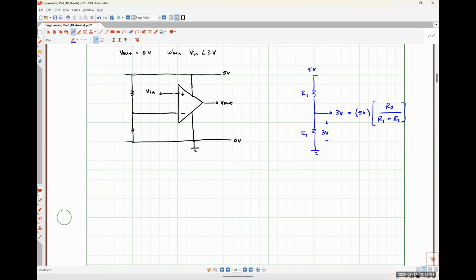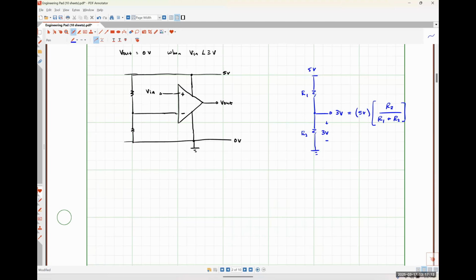So realistically, we need to choose our resistor values in a practical sense to be much smaller than the internal input resistance of the op amp, so that we ensure that practically no current will flow into that input terminal and mess up our voltage division ratio.